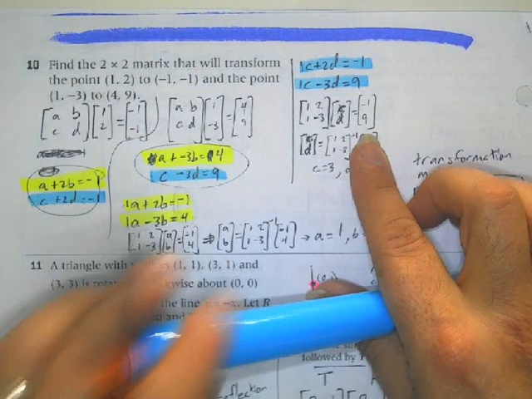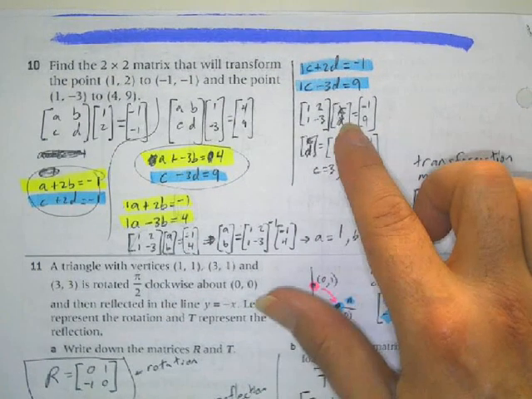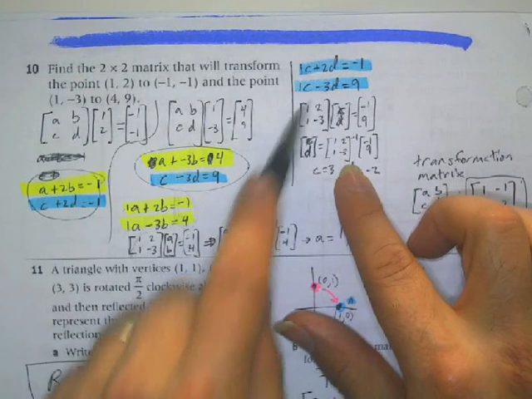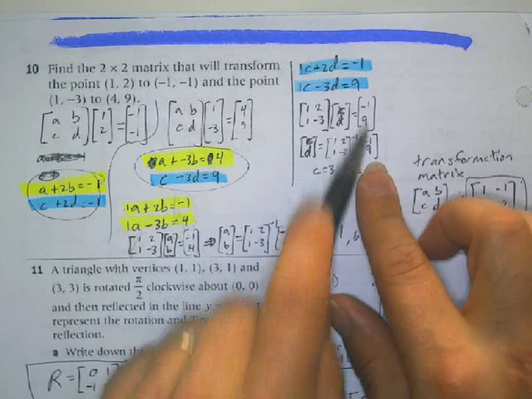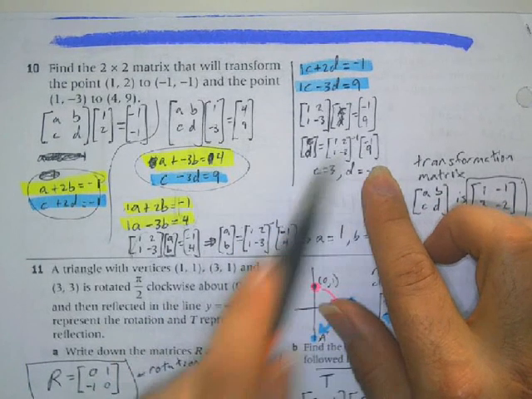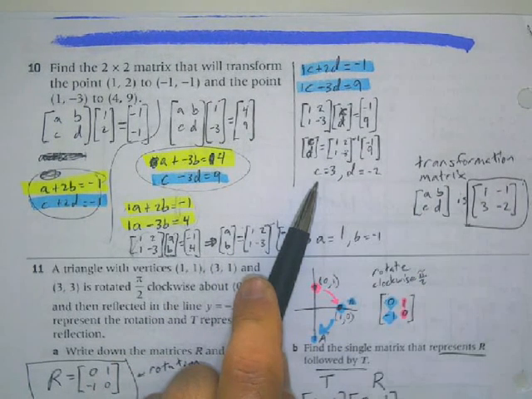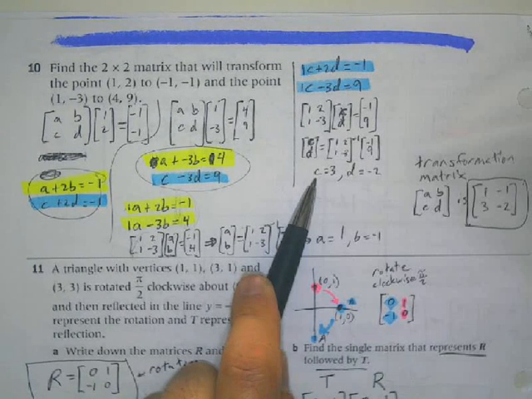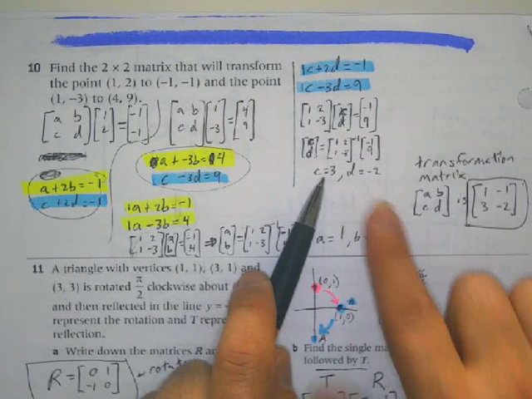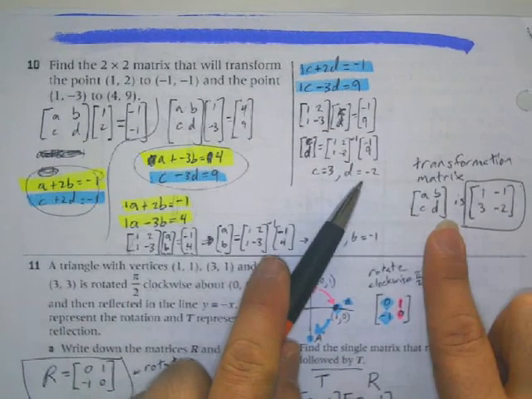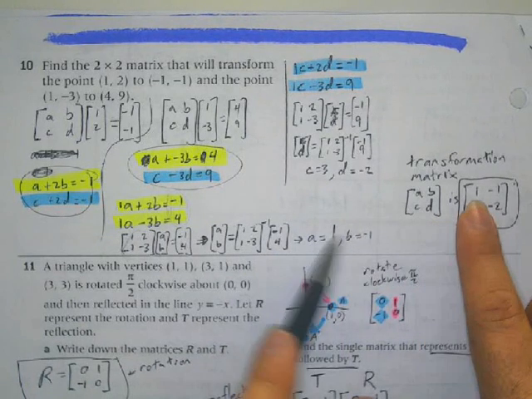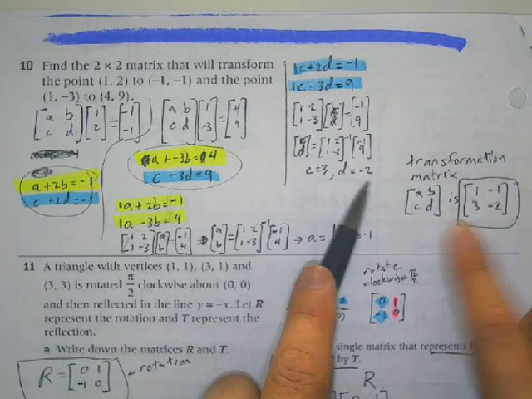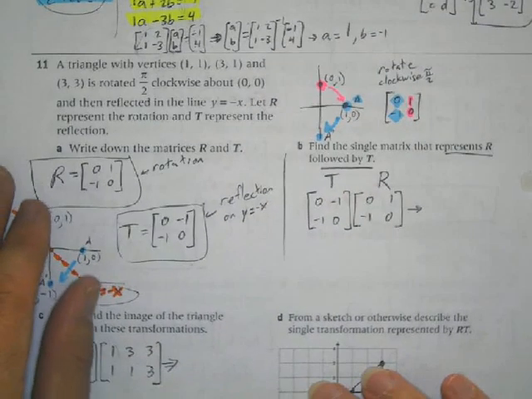So in order to calculate C and D, I take the inverse matrix of the 1, 2, 1, negative 3, and I multiply that times negative 1, 9. And then my transformation matrix gives me 3 and negative 2. So my overall transformation matrix is 1, negative 1, 3, negative 2. Okay.